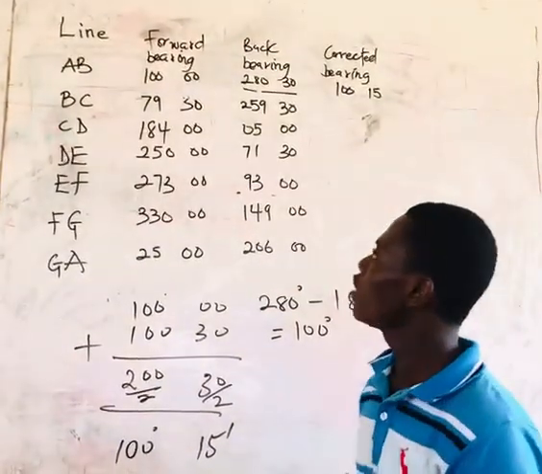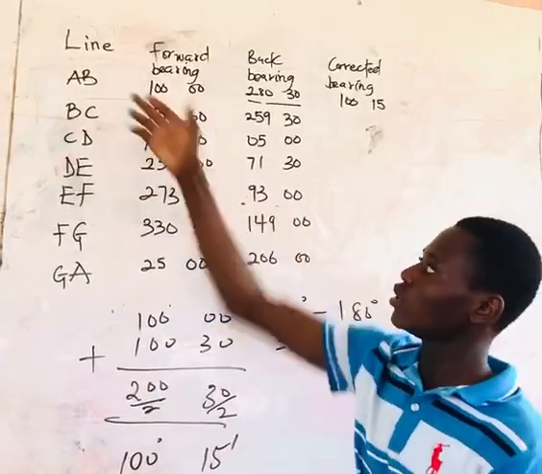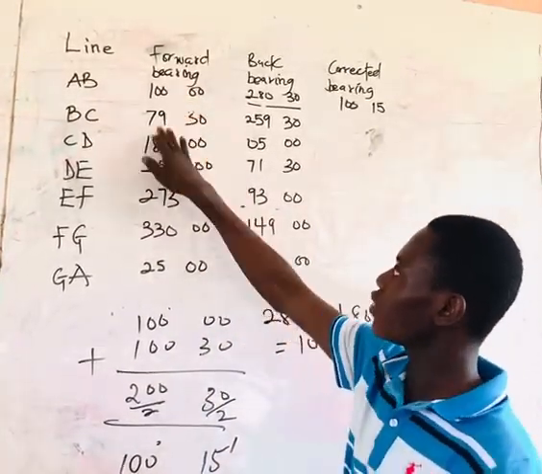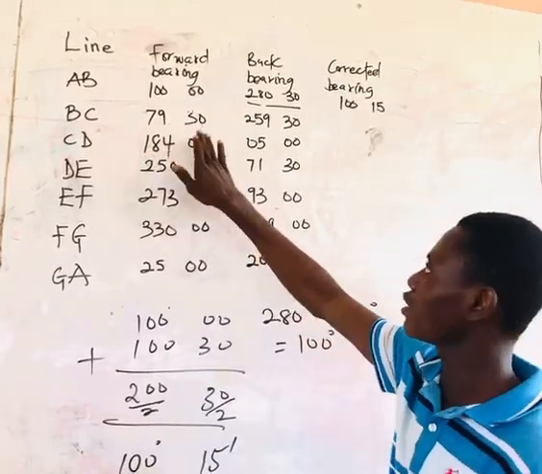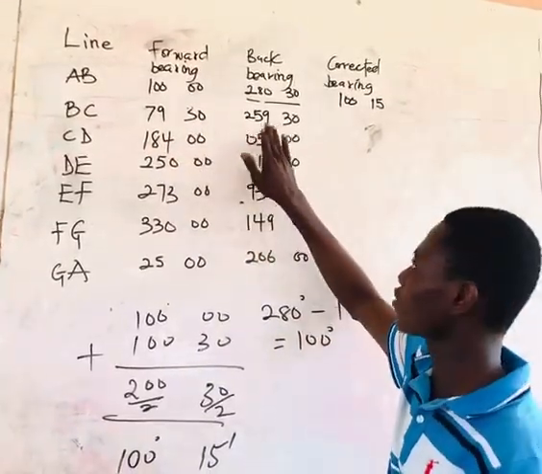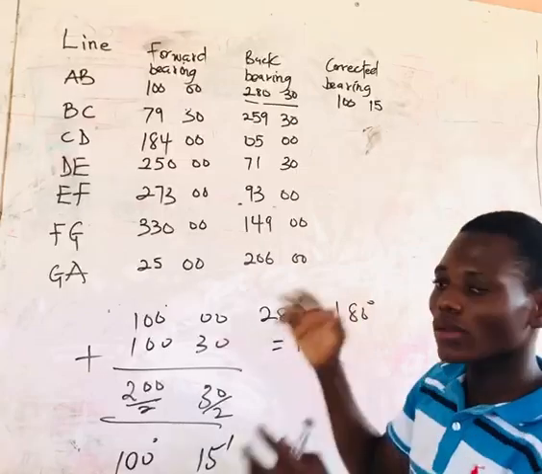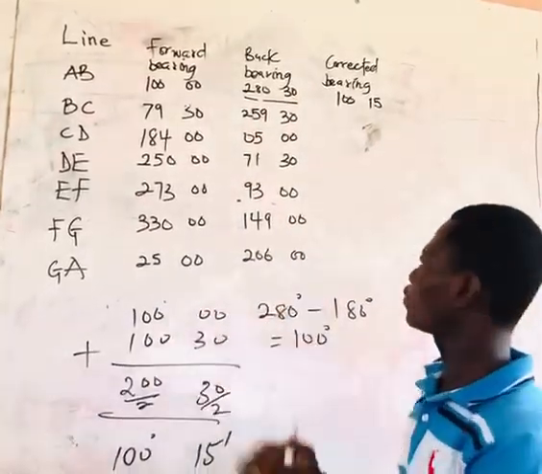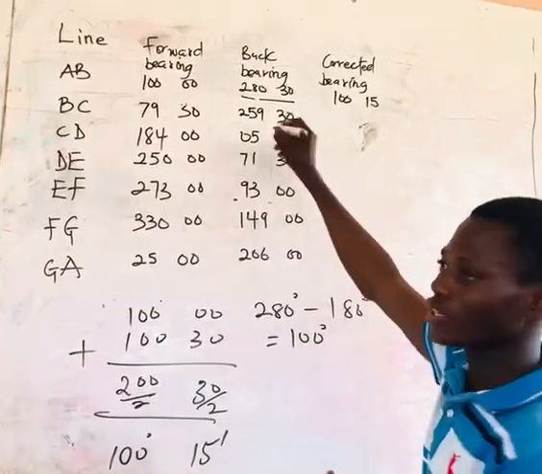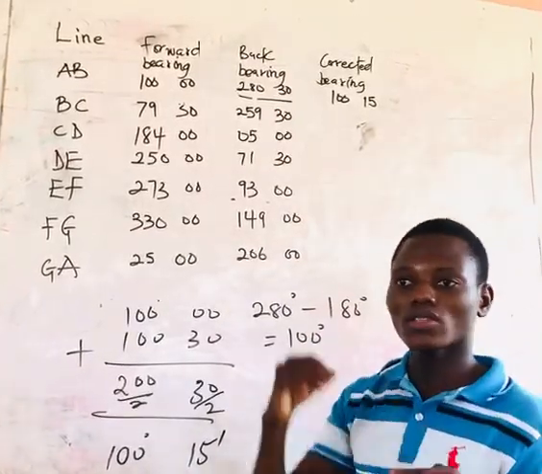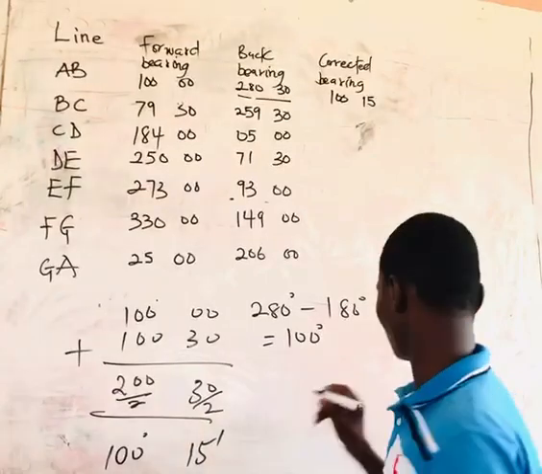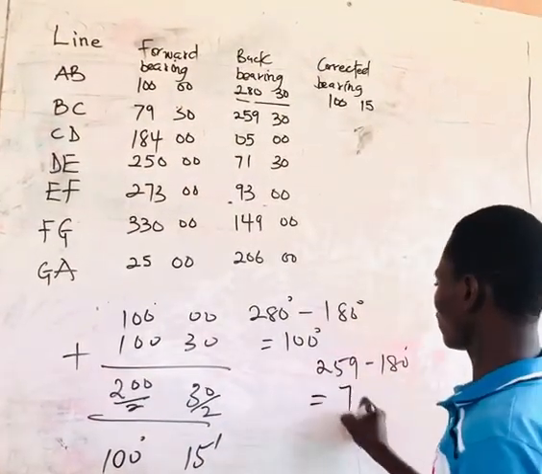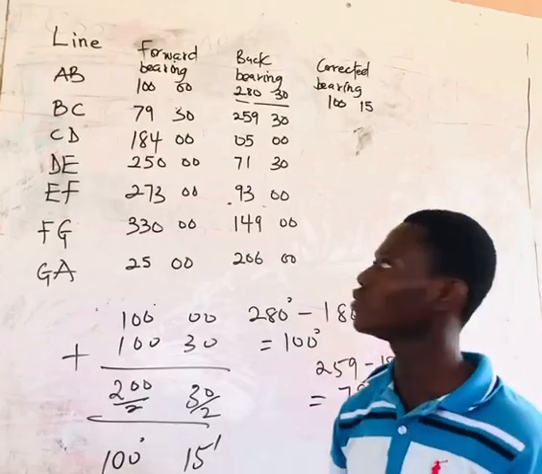Okay. Similarly, I would like to continue to BC. With BC, the forward bearing is 79 degrees 30 minutes and the backward bearing is 259 degrees 30 minutes. So similarly, you just find the forward bearing from the backward bearing and compare the two. 259 degrees is greater than 180, so you subtract 180. So 259 minus 180 gives you 79 degrees.